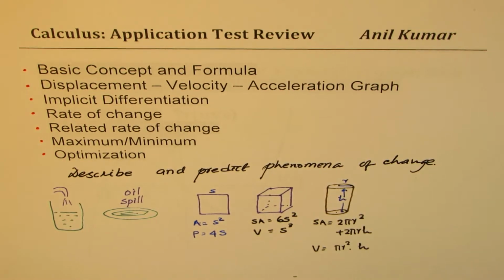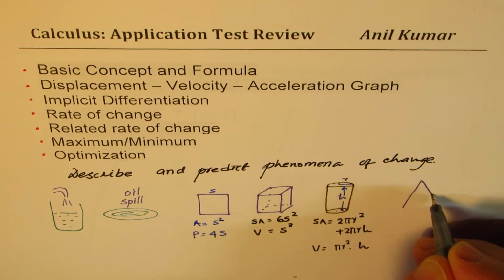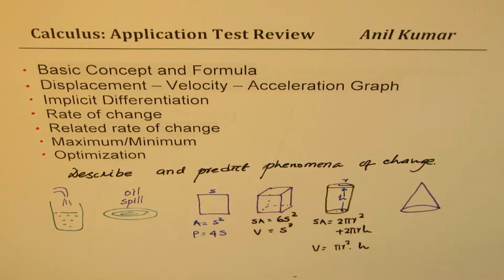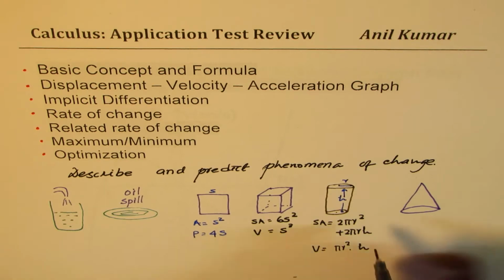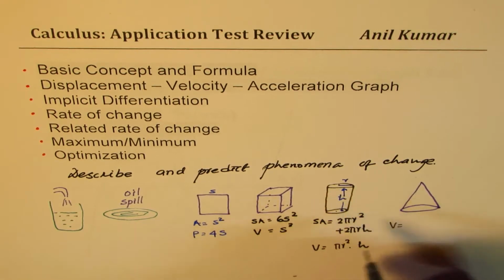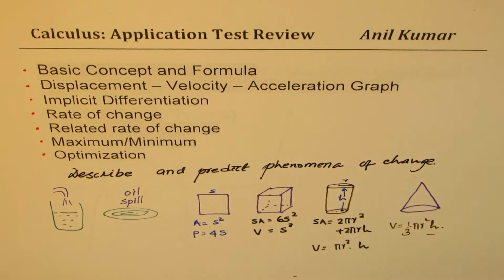Now we have some examples related to cone also in this particular exercise, which is again a three-dimensional figure. For cone, I'll just give you the volume formula which we are going to use, and the volume is 1/3 of that of the cylinder. So it is 1/3 pi r square h, right? So these are good formulas to remember, especially to do examples which I am going to come up with.